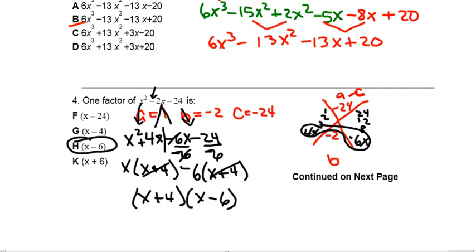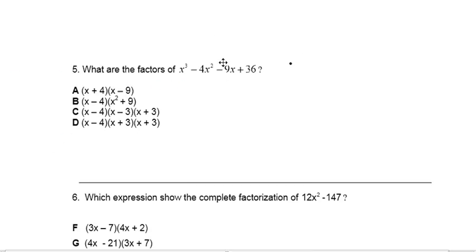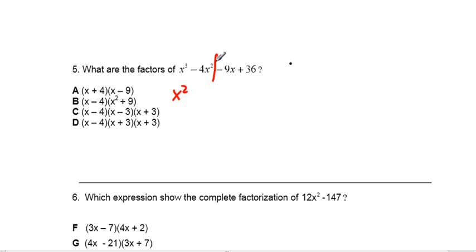Next page. What are the factors of this one? So this one is factor by grouping. Split the middle. Take out an x squared, because there's two x's in common here. If you can't see it, write it out: x times x times x. That's 3 x's, and then this is 2 x's. How many do they have in common? 2. So you've got to take out 2.